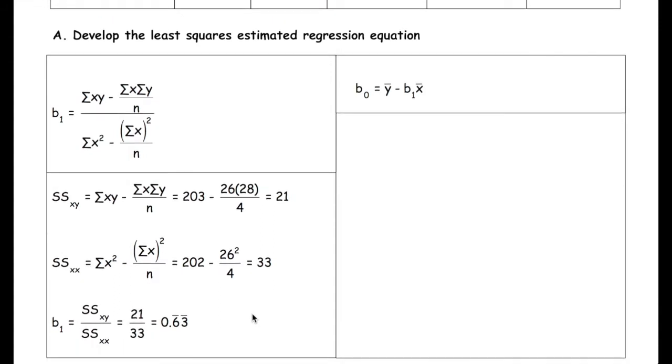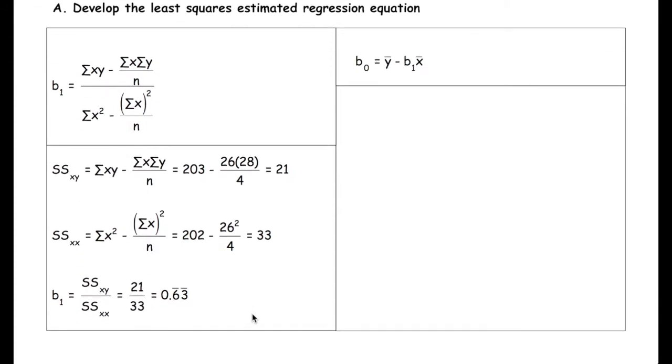And once you've gotten the numerator and the denominator, you simply have to divide the 2 to obtain your answer for B1. And so if you work that out, I'm hoping you get an answer of 0.63 repeated.